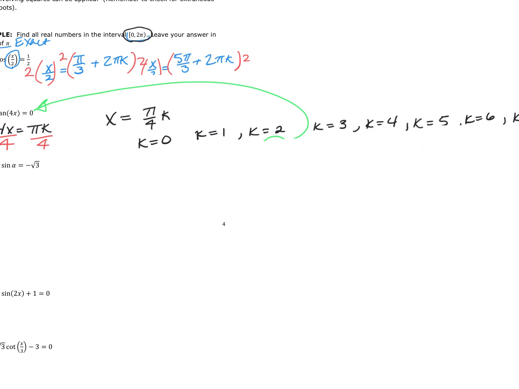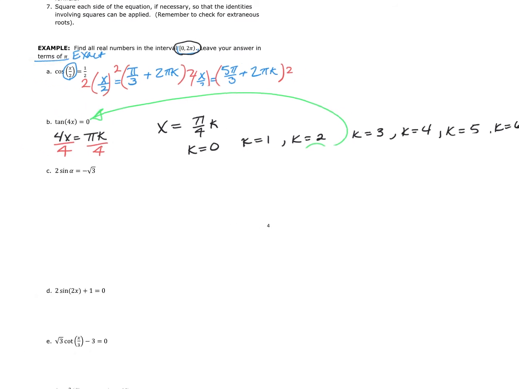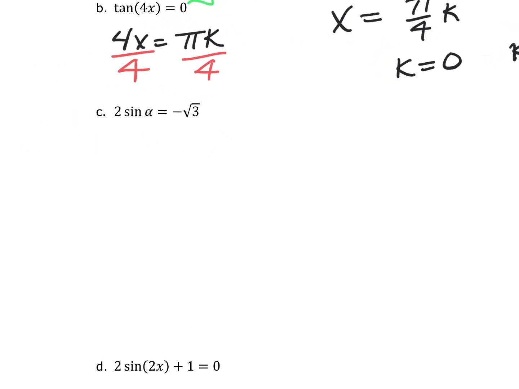Let's take a look at another example. We're going to do a bunch of these. On this next example, we're going to look for the sine of alpha is equal to negative square root of 3. So I would need to isolate first, so I'm going to divide both sides by 2. And I get the sine of alpha is equal to negative square root of 3 over 2.